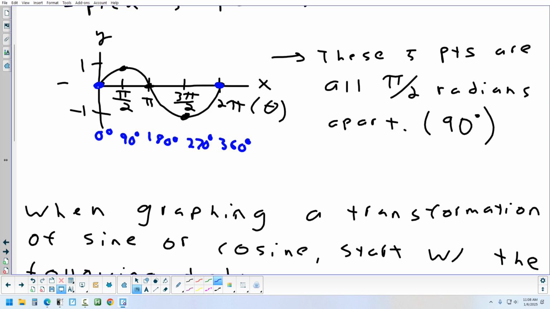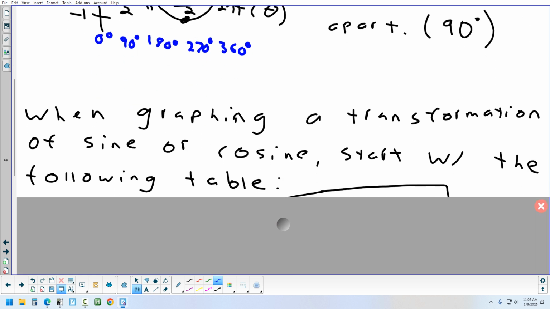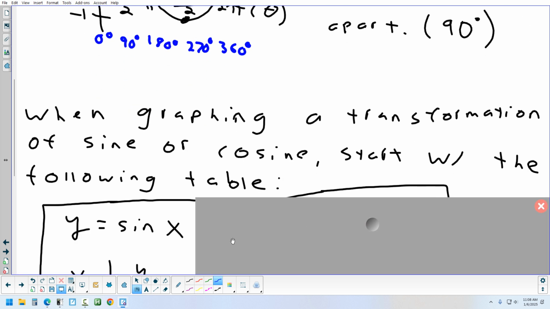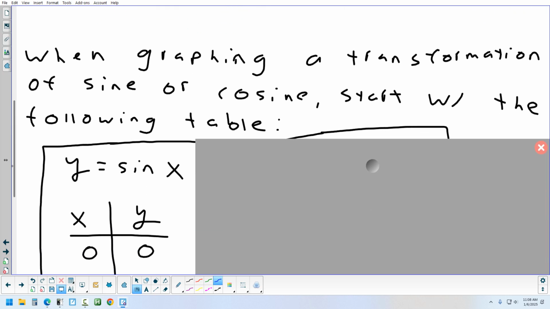Anybody think they can give me the coordinate of that first blue point? Yep, 0, 0. It goes right through the origin. Okay, so for sine, your first point is 0, 0.